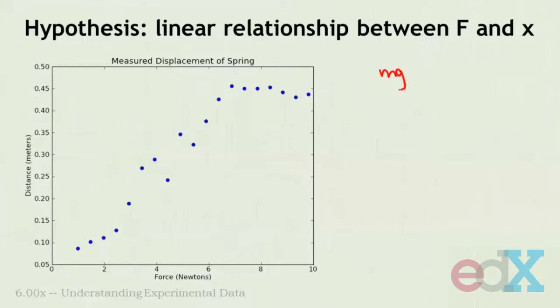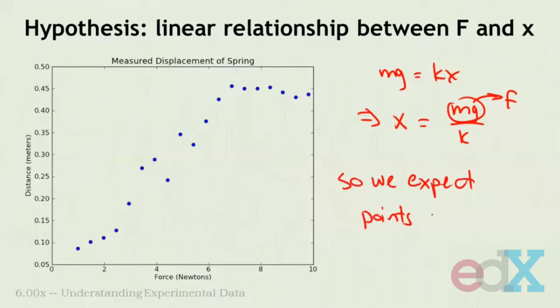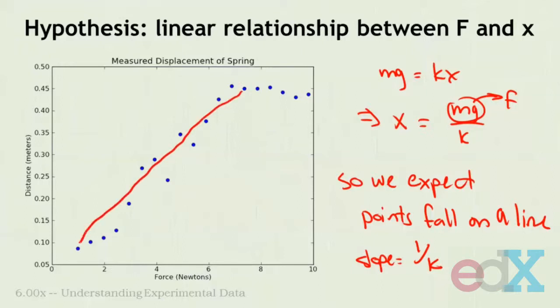Well, our hypothesis tells us that this should be the relationship between the weight and the extension that we measured. That implies that if we solve this for the extension, we expect it to be mg, which is the force, divided by the spring constant k. So that means that what we expect is all the measured points to fall on a line with slope 1 over k. Graphically, what that would mean is that we'd expect to find some line that had all the data points on it, and the slope of this line should be the inverse of the spring constant. At least that's what this equation here is telling us.